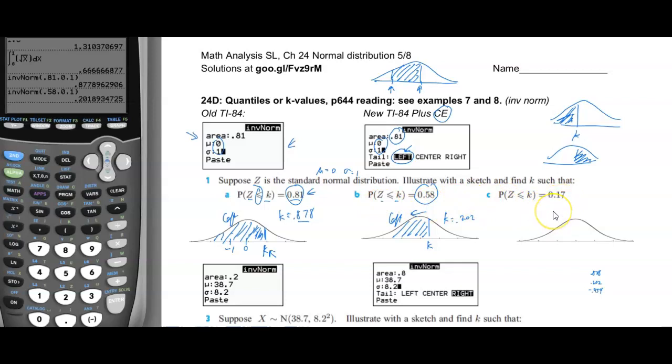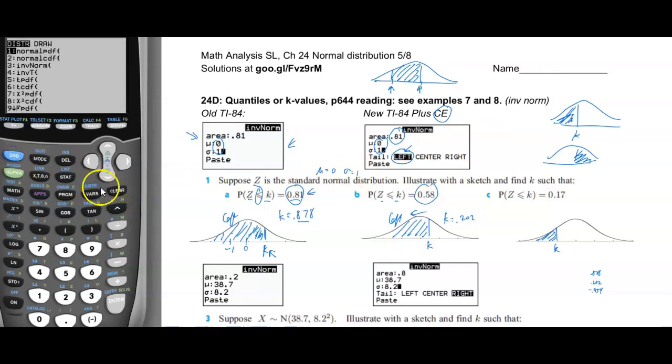0.17 is much smaller than 1/2. So if I was to do a left shaded area with 0.17, it would be kind of like that, right? So let's use inverse norm to figure out what the k value would be here in the standard normal distribution. So we do second distribution, inverse norm, and then we put 0.17, and then 0 and 1, and then we hit enter twice.